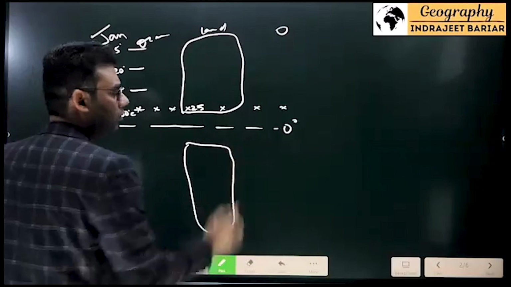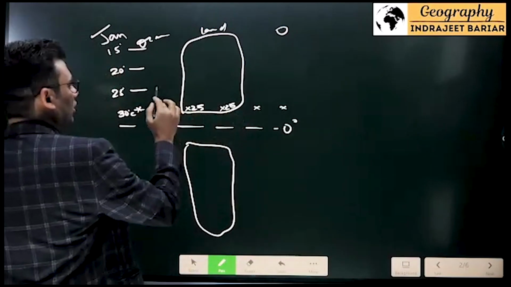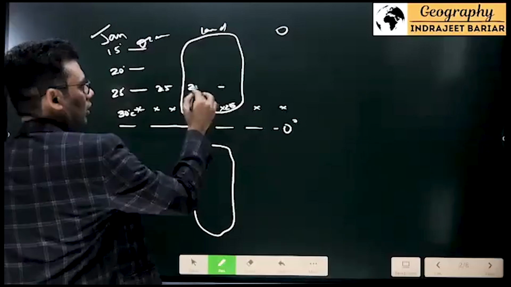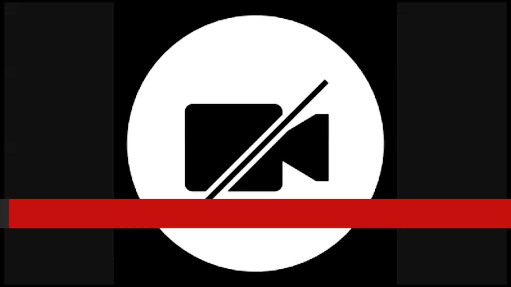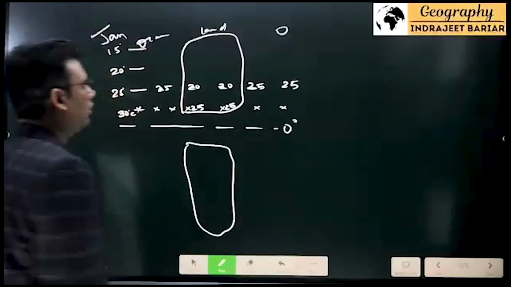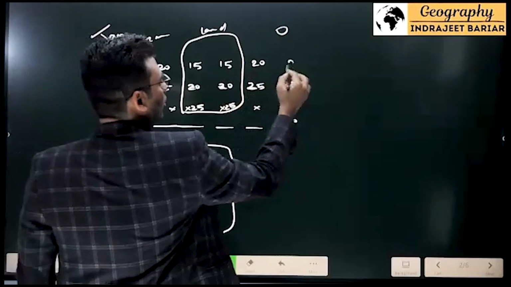What should I write over here? 25. चलिए likewise यहाँ करते हैं. ये 25 है. What should be the value here? 20. Value should be 20 here. Everyone agree to this? What should be the value here? 25, 25. करेक्ट. यहाँ क्या करें? 20, 20. Then 15. 15, 15, 20, 20.